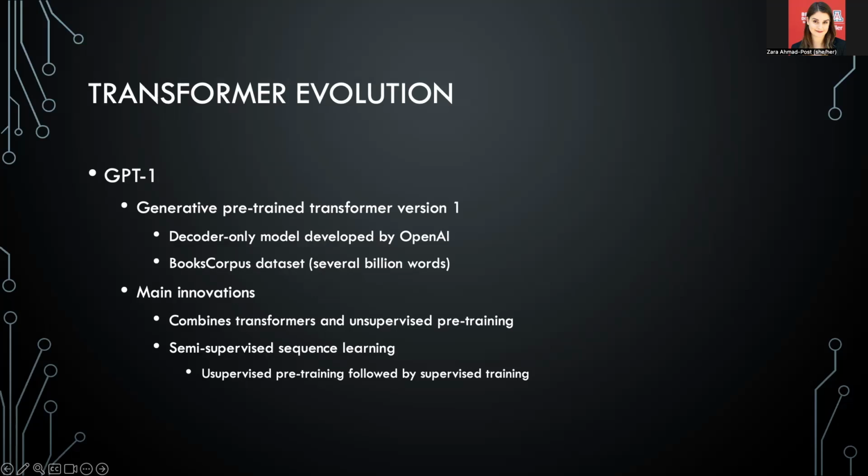And so that was a decoder-only model developed by OpenAI. And the data set that it trained on originally was only like a couple billion words. Doesn't that seem so quaint? It's so cute. But there were some really key innovations that happened as a result of GPT-1. It combined transformers and unsupervised pre-training.